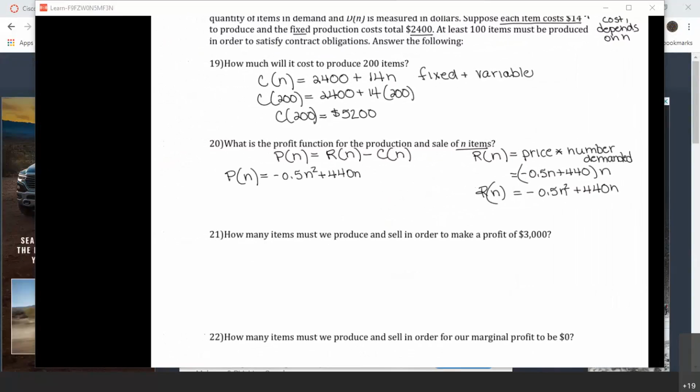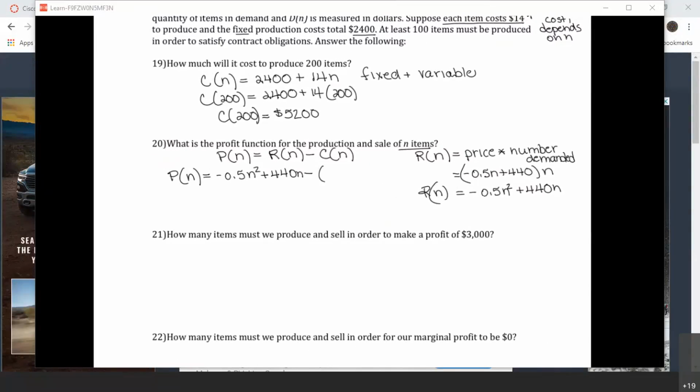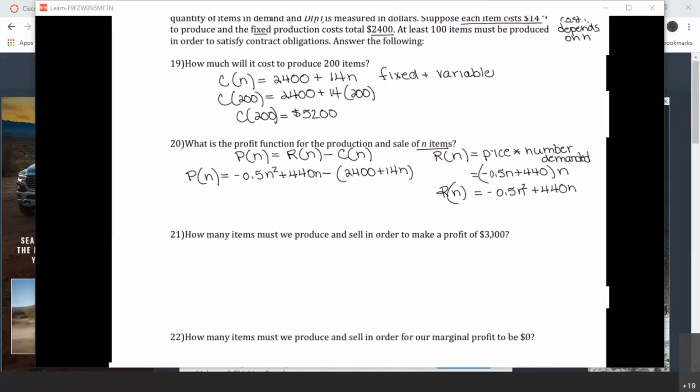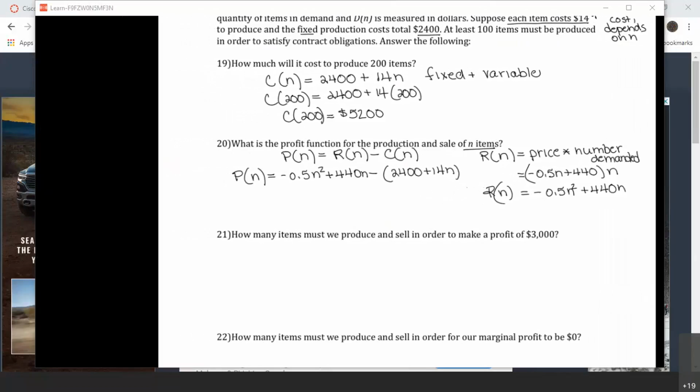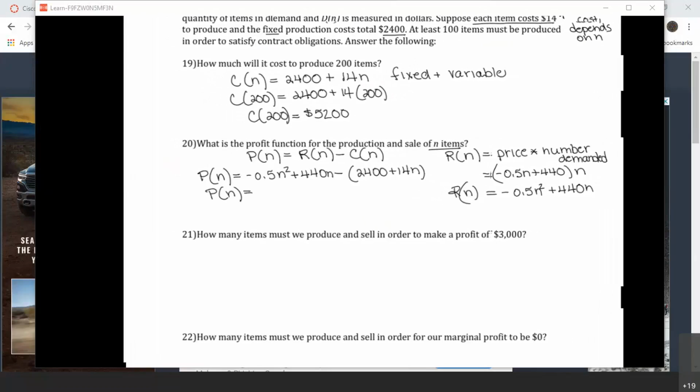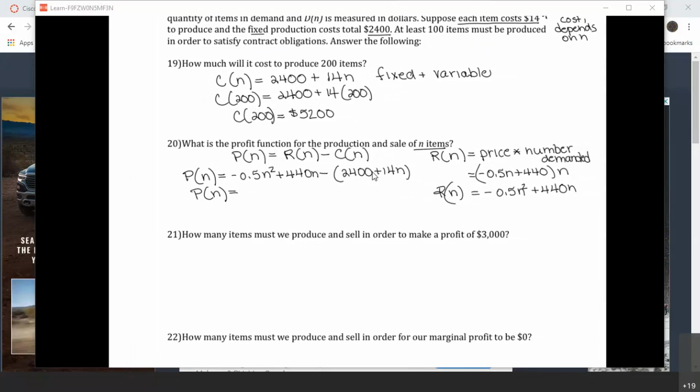And then you're going to subtract the cost. Again, please remember to put the cost function in parentheses because you want to subtract both terms. So there's revenue minus cost. Once I do the subtraction, I'm going to distribute the negative sign to both terms here.